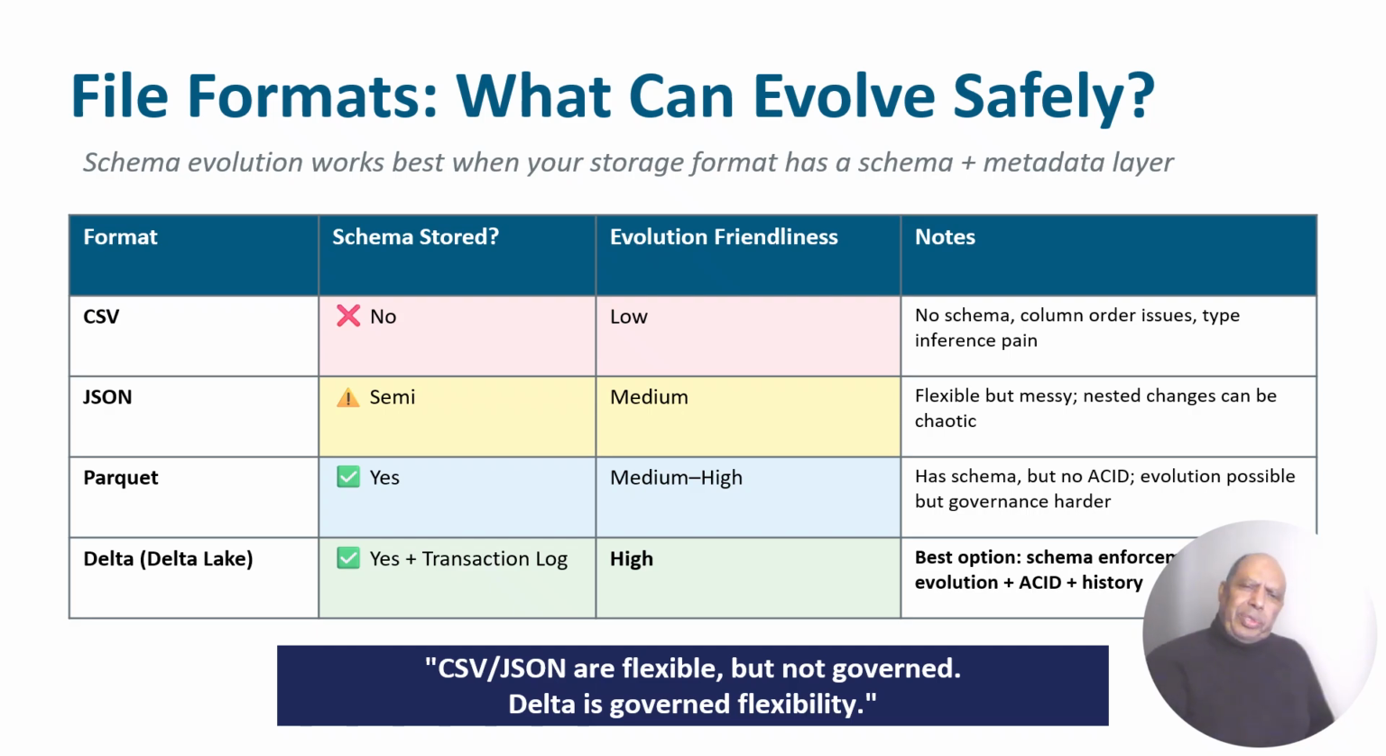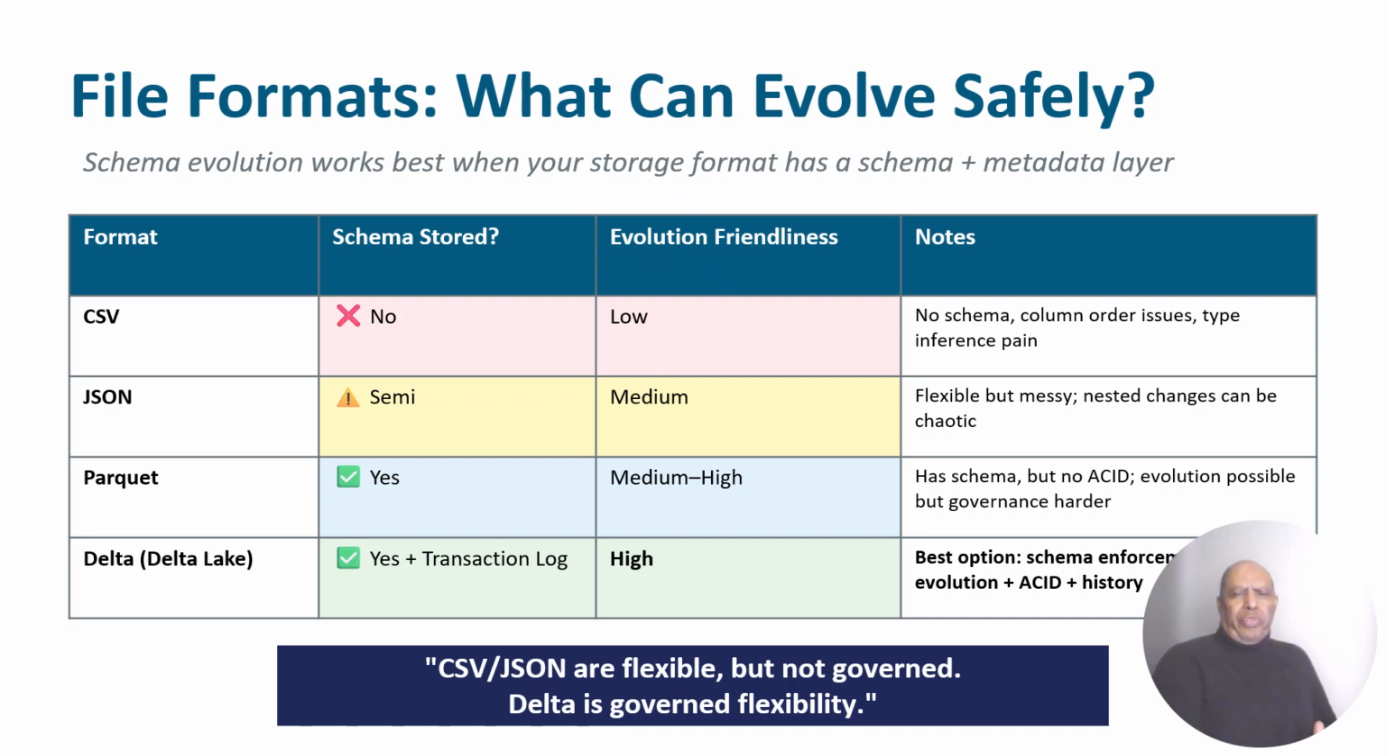Now you have the JSON one. It is medium evolution friendly. JSON is semi-structured, which gives you flexibility. You can add fields, remove fields, nest structure, but flexibility is also chaos. Nested changes are particularly messy. If someone changes the structure of a nested object, your downstream code breaks and there is no schema enforcement. So you are relying on documentation and hope.